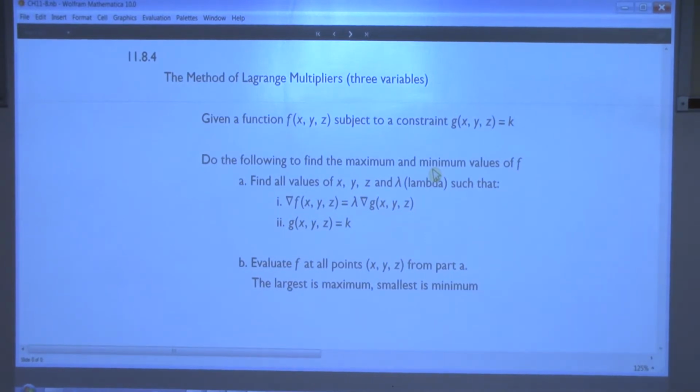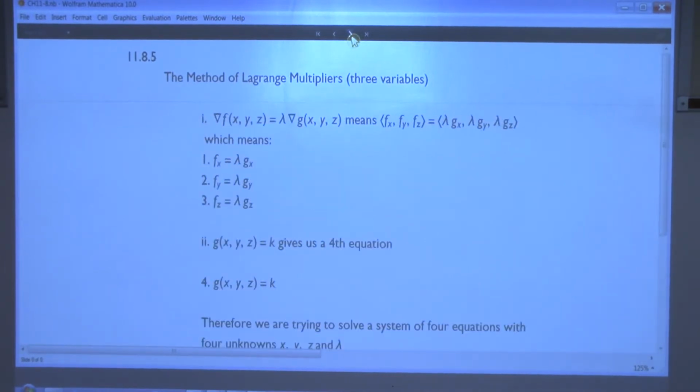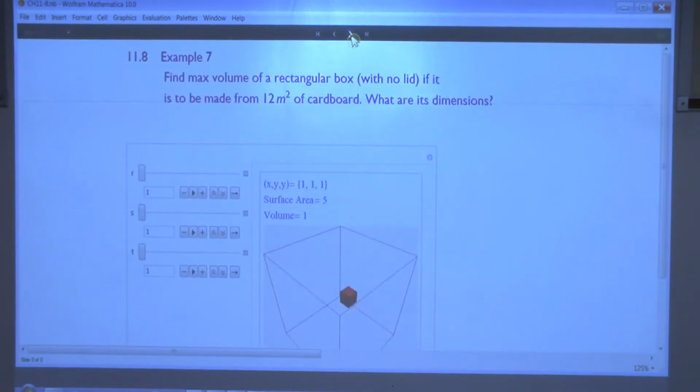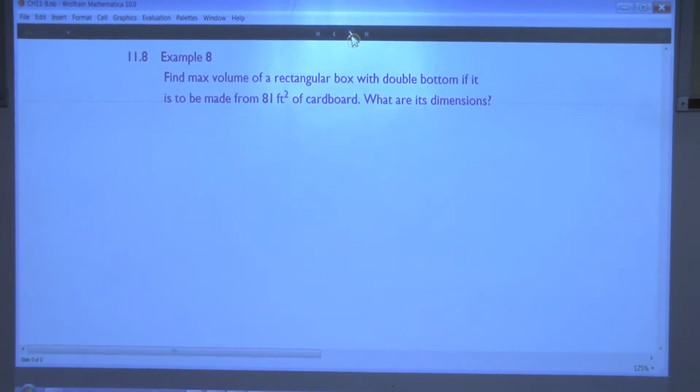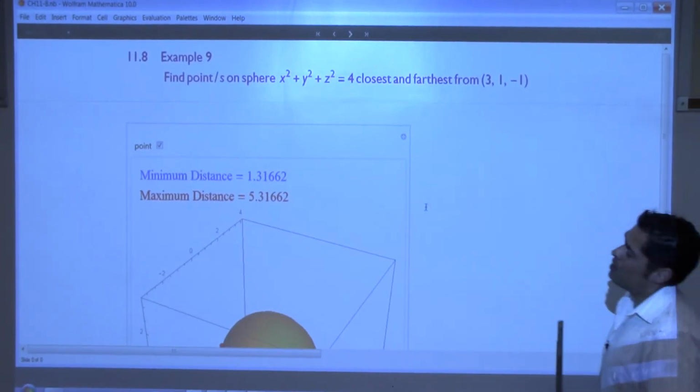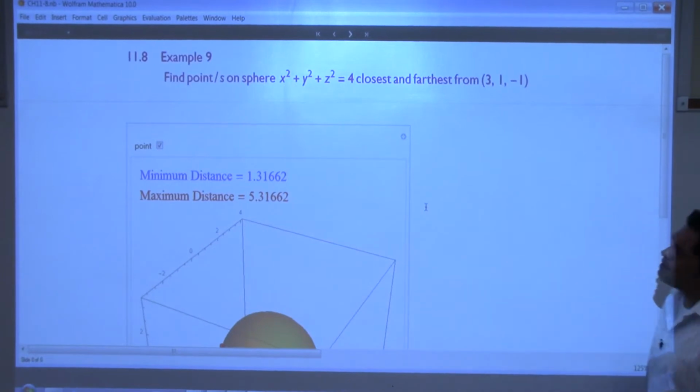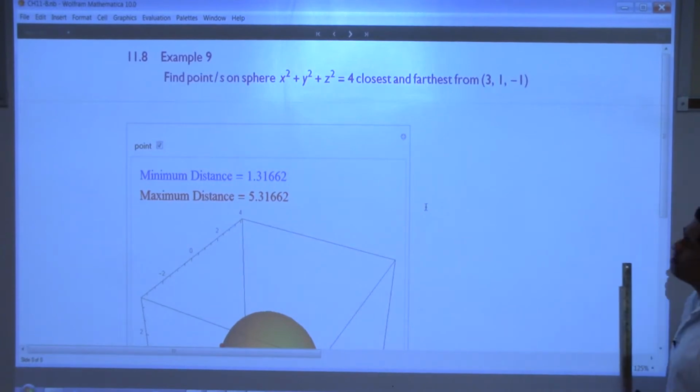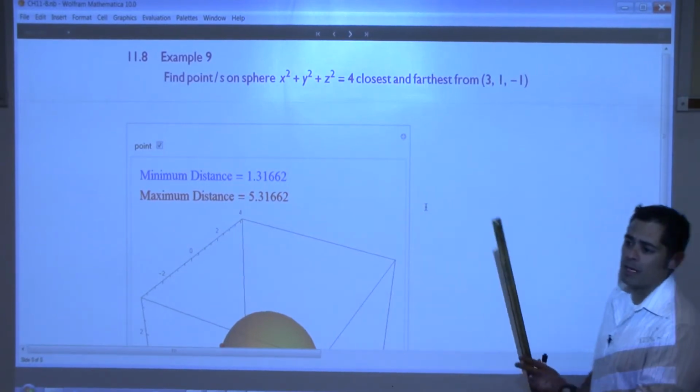So I thought a good example to start would be to do a word problem. And I'm going to do this one right here. The question is: find the point or points on the sphere x squared plus y squared plus z squared equals 4 that are closest and farthest from this point.